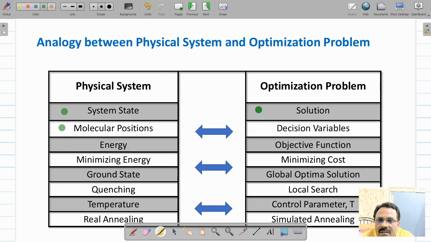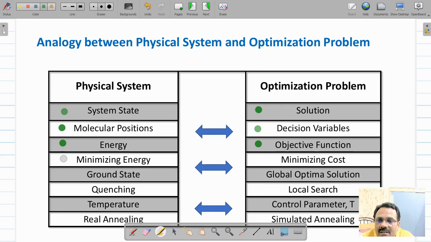Here in the physical system, we have molecular positions. Here we have decision variables. In the thermodynamical system, we talk about the energy of a system. Here we are going to define the equivalent objective function in our algorithm.